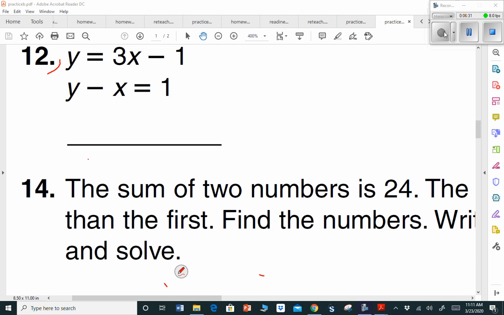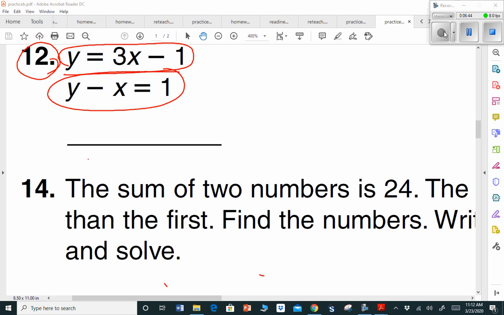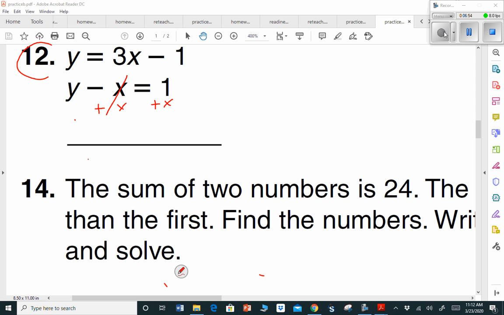Okay, question number 12 presents the same exact kind of situation. This equation is solved for y, and this one is not. So we're going to need to solve the second equation for y. I think I've got enough room to do that right here. The second one, we're going to add x to both sides. That goes away, and y equals x plus 1. There, that didn't take too long.